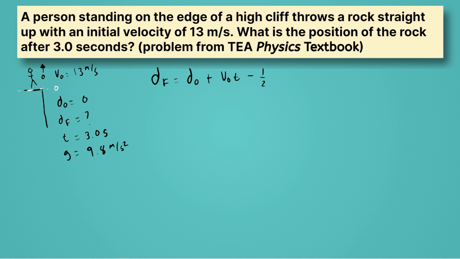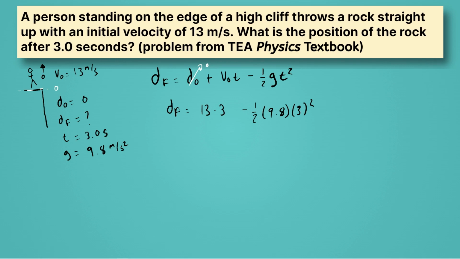That looks like a q. Get out of here, q. g t squared. Okay, so we already know that the displacement 0 is 0, so it's going to drop out. So that's nice. And then we're solving for displacement final. So fortunately, in this case, we don't have to do any algebra. We just need to go ahead and plug in the velocity initial, which we know is 13, times the time, which we know is 3, minus 1/2 times our gravitational acceleration, which is 9.8, times our time squared, which is 3. So we're going to do 13 times 3, minus 1/2, 9.8 times 3 squared.